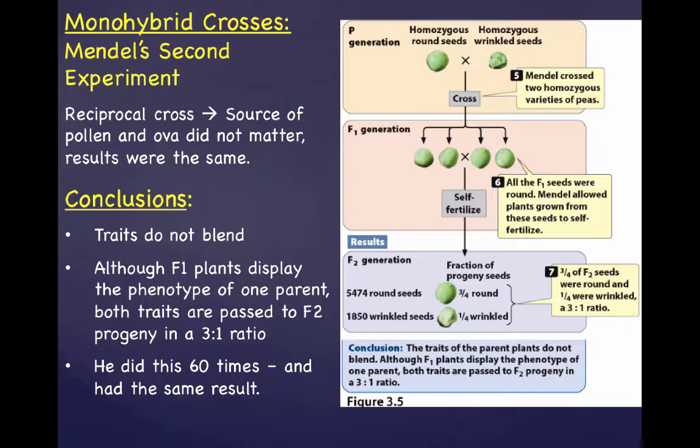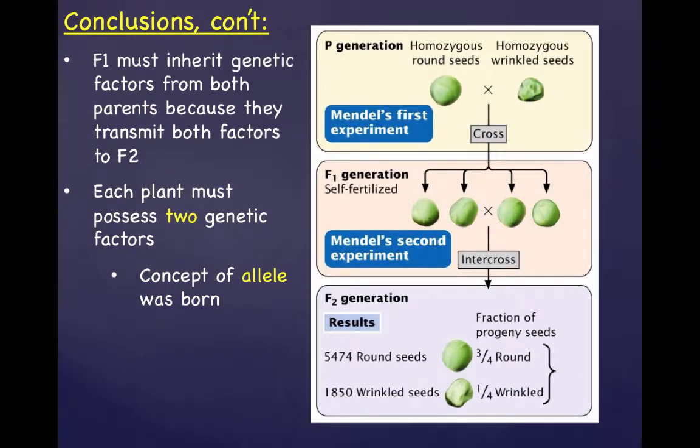So he did both the first experiment and the second experiment a total of about 60 times and got the same result every single time. So, some of the other conclusions that this led Mendel to come to was, first of all, he determined that the F1 generation must inherit the genetic factors from both the male and the female parents, because they transmit both of those factors to the F2 generation.